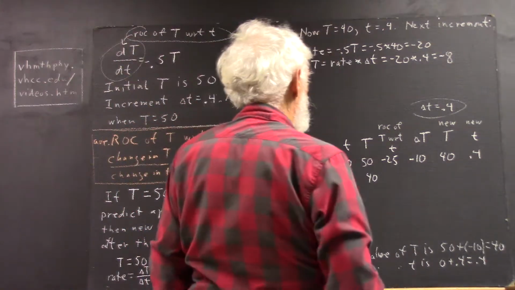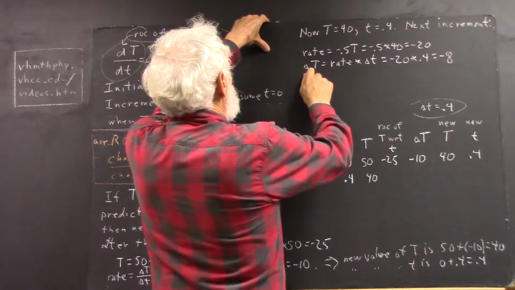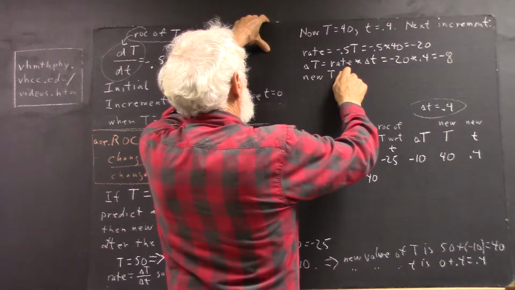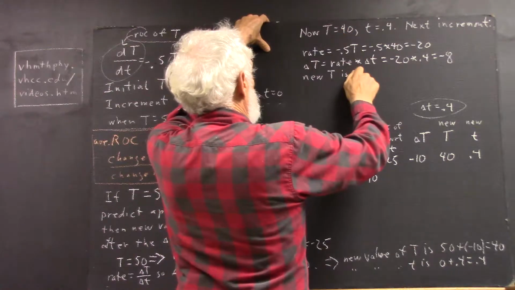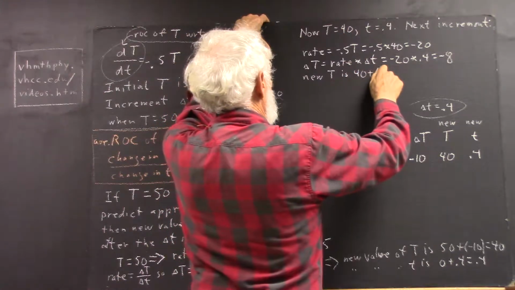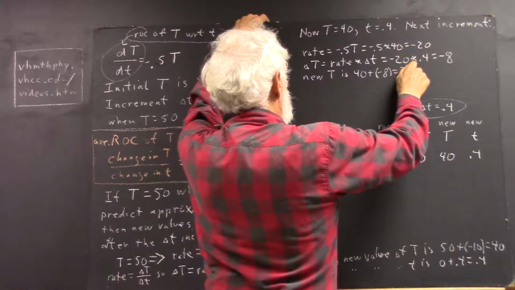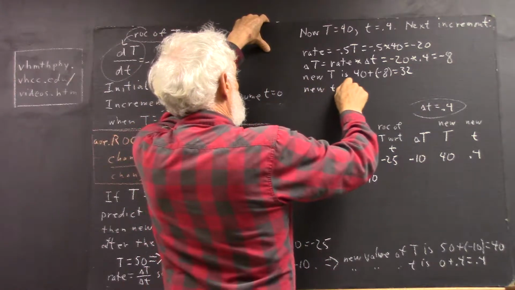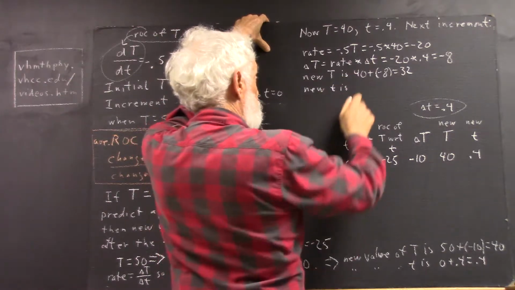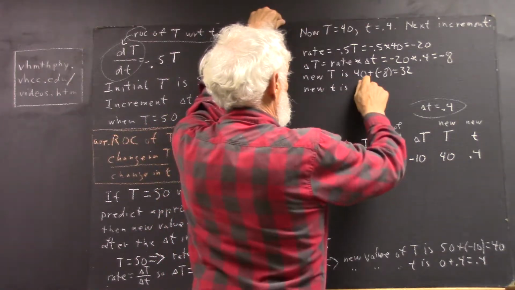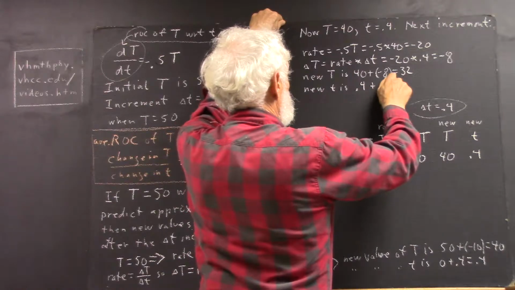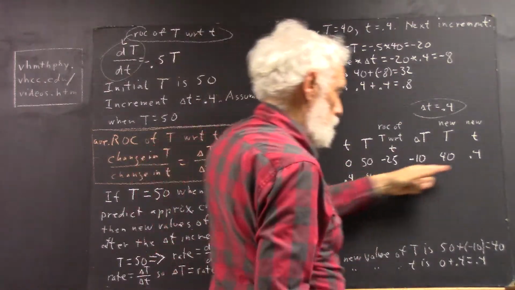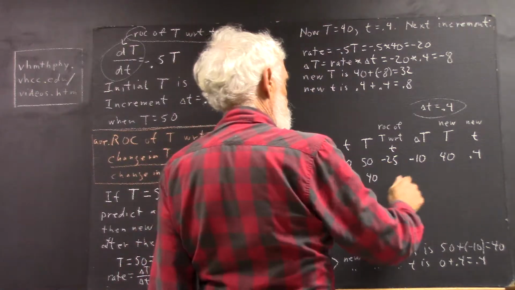There it is. Now our new value is our old value 40 plus our change negative 8, which is 32. Our new little t is the old little t, which is 0.4, plus the change, which is 0.4, which is going to be 0.8. So we just go right across this row and we fill in what we got.